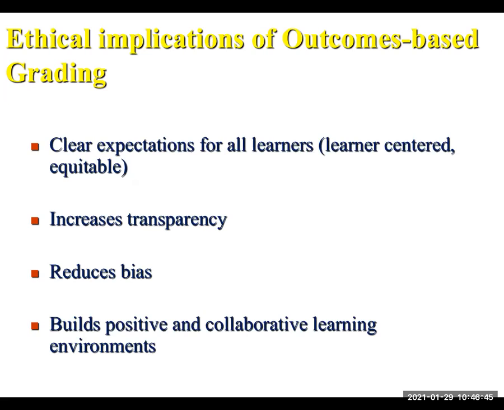There are many ethical implications of outcomes-based grading. Outcomes-based grading provides clear expectations for all learners about what it takes to pass a course and achieve different course grades, so that it's not a mystery, and so that passing a course doesn't seem out of one's control. In this way, it is very learner-centered. Outcomes-based grading helps increase transparency about grading and helps reduce the biases of instructors. It builds positive and collaborative learning environments in which courses are all about student learning and grades merely reflect that learning, rather than being unknown with unclear expectations.